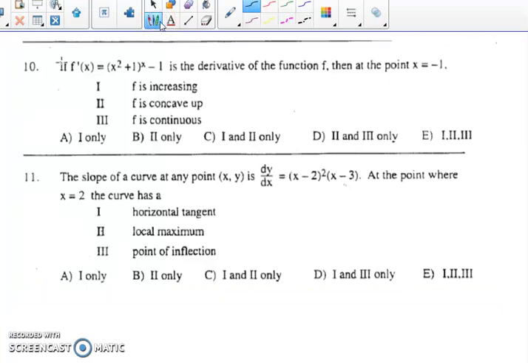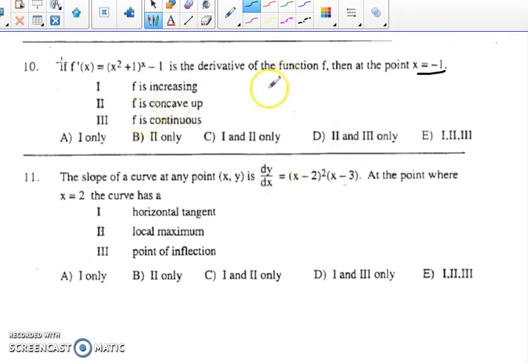All right, let's take a look at number 10, which gives us the derivative of some function, and it's asking us what's happening at the point x equals -1. So to find out if f is increasing, what we can do is just plug in the x value of -1 into the equation.